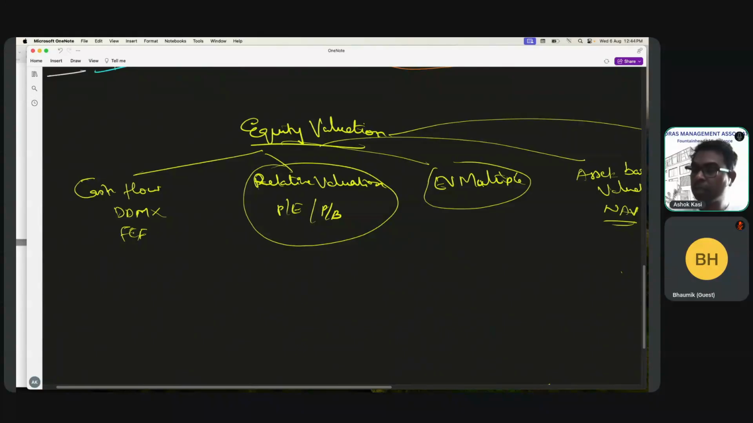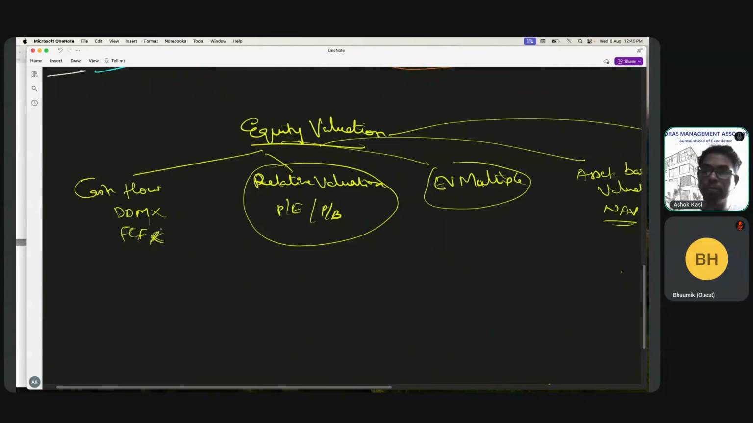Now the problem is this company is making a lot of profit. So can I use free cash flow? No, I cannot use it. Why? Because it doesn't keep any cash free. It is reinvesting, it is growing fast. So there is no free cash also. Then what to do? You understood the problem?